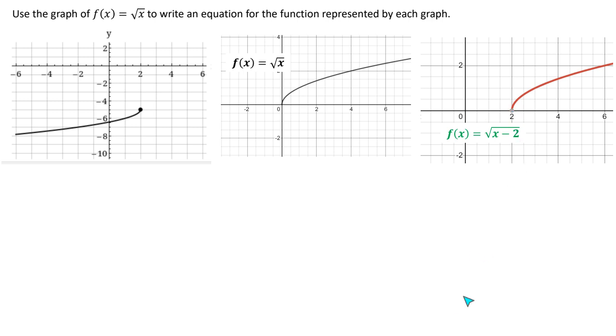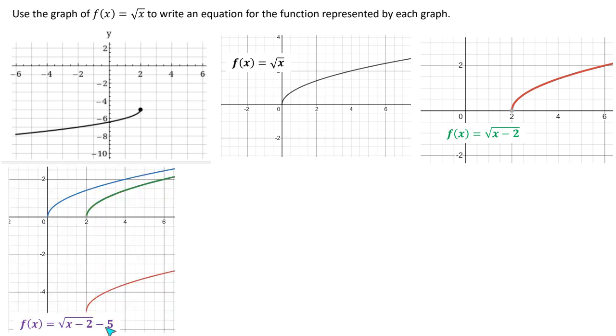And now I need it to go down. So if we look at the original graph, it got shifted 5 units down. To do that, we represent it with a minus 5. So now my graph that was here is going to be shifted down 5 units. The only problem now is that we have it in the right location, but it's not pointing the right way, right? So there's reflection taking place.